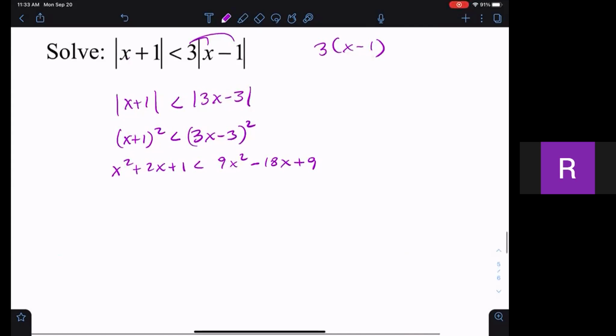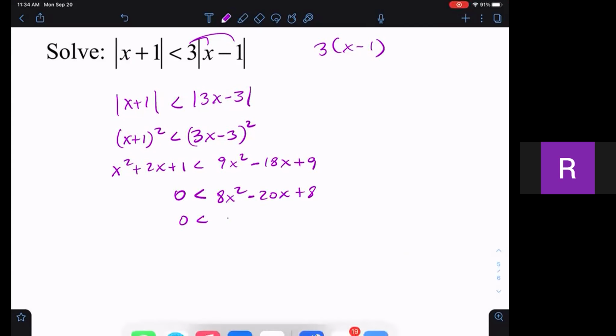So here we subtract x squared on both sides, subtract 2x on both sides, which gives me -20x, and subtract 1 on both sides, which will give me positive 8 here. And now here I have 0. So now I can use the AC method. So this is x squared minus 20x plus 64.